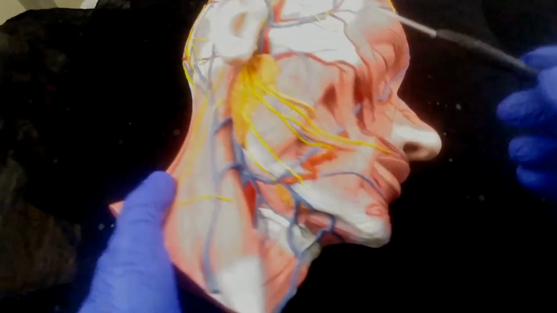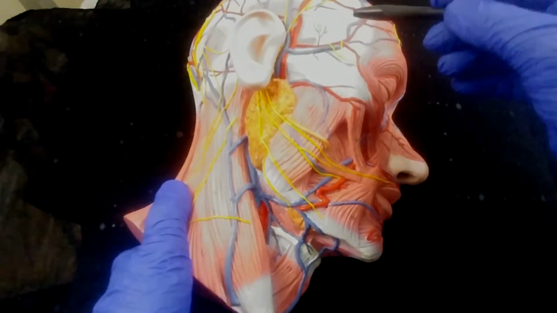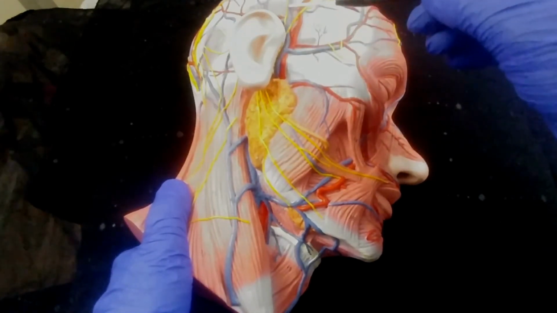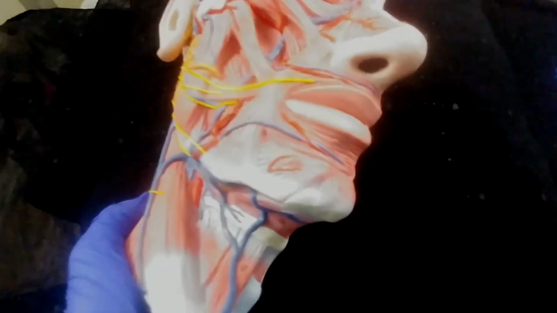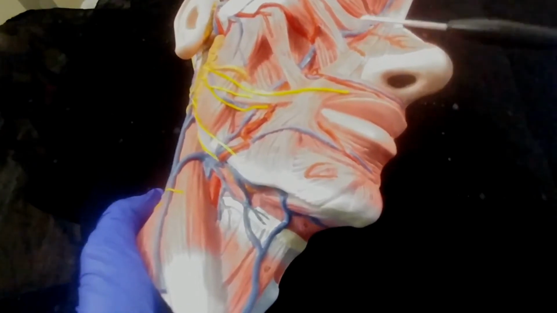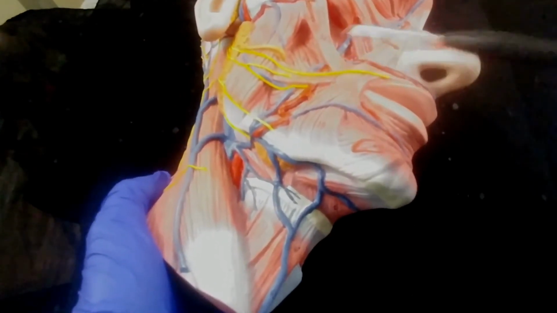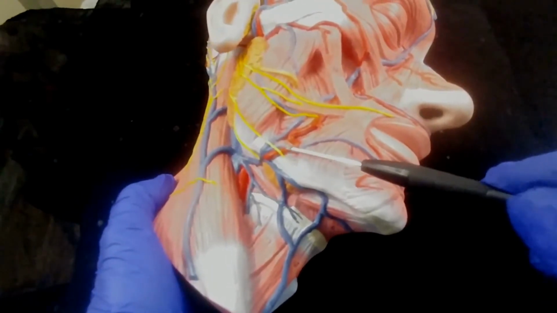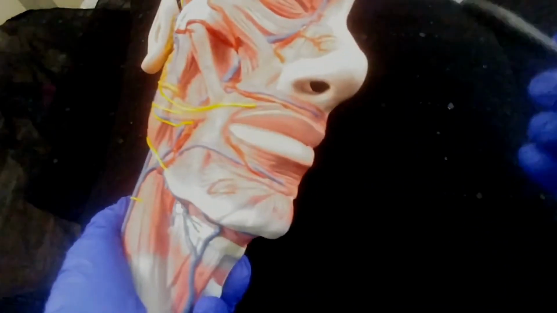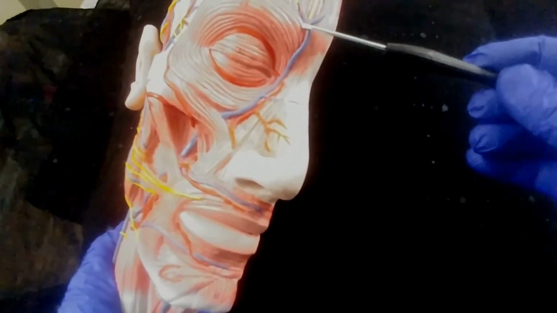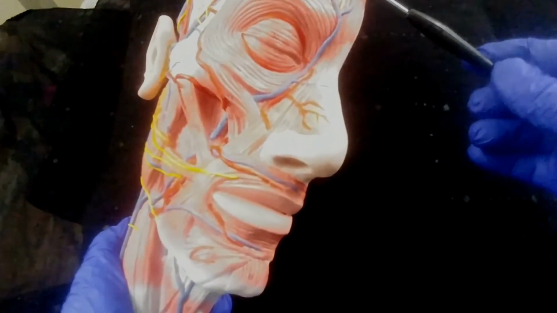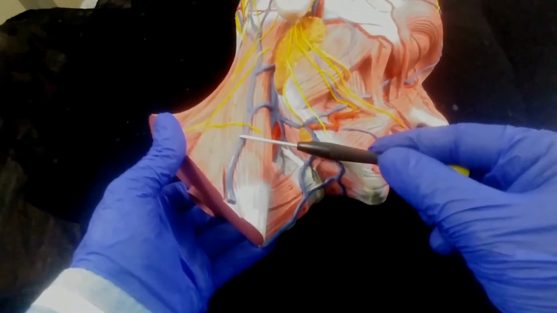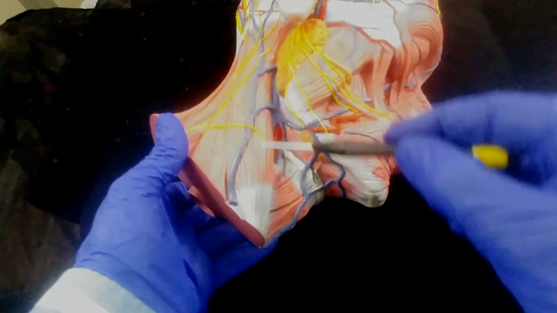Now we have some blood vessels here. This is the superficial temporal artery, one of the terminal branches of the external carotid artery. This is the accompanying superficial temporal vein. Here we have the angular vein and angular artery. They will become the facial vein here, and this is the facial artery, a branch of the external carotid artery. This is the supratrochlear vein. This is the external jugular vein, passing over the sternocleidomastoid muscle.